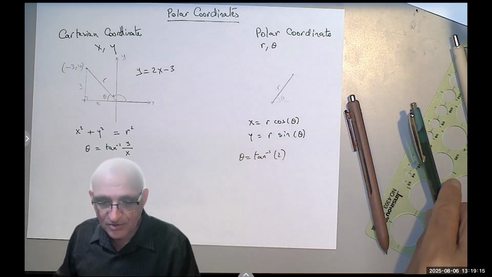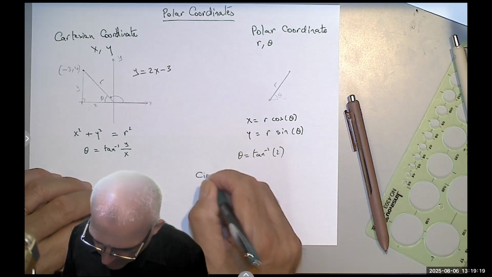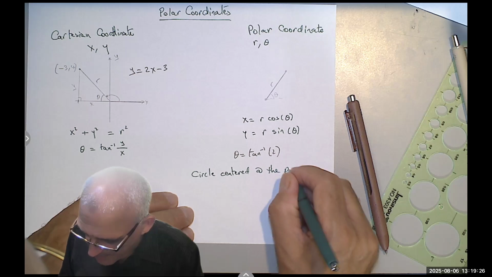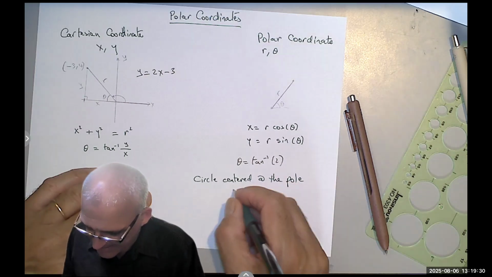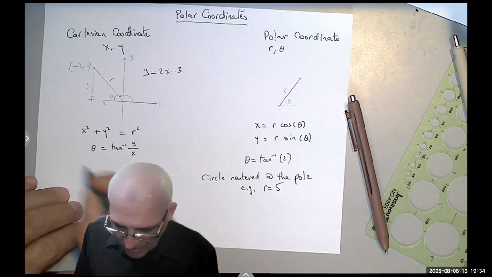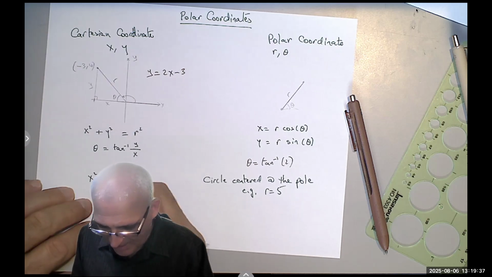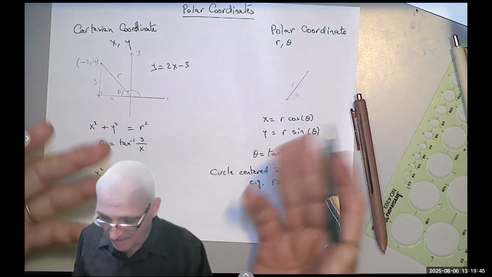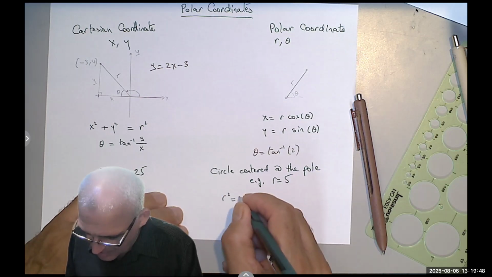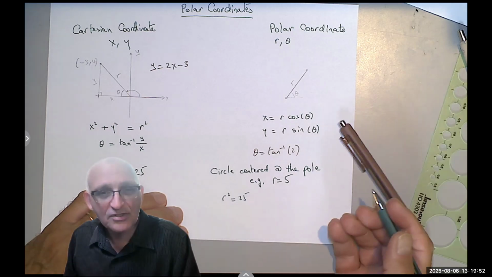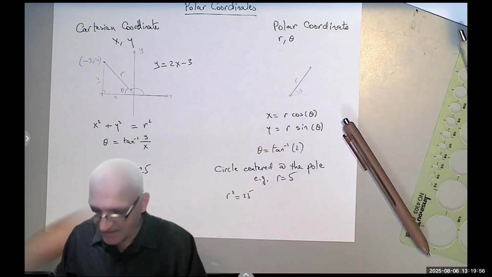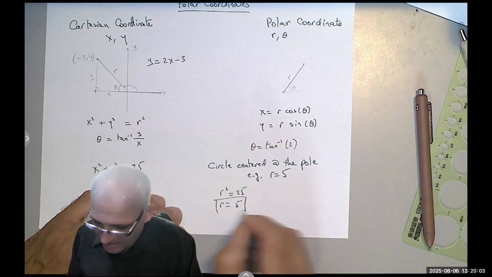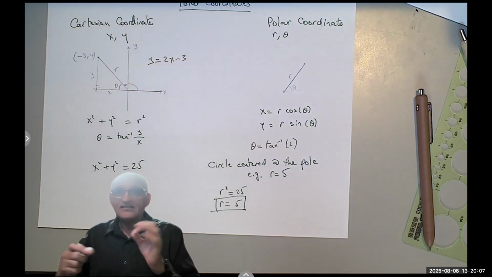Another thing that's very easy to find is the equation of a circle centered at the pole. For example, let's say r equals 5. Here we write x squared plus y squared equals 5 squared. But x squared plus y squared is r squared. So I would say r squared equals 25, but I can take the root, and the radius cannot be negative, or else even if you say it's negative, we can come to that later, r equals 5. In fact, it's plus or minus 5. That's an equation of a circle in polar coordinates that is centered at the origin.